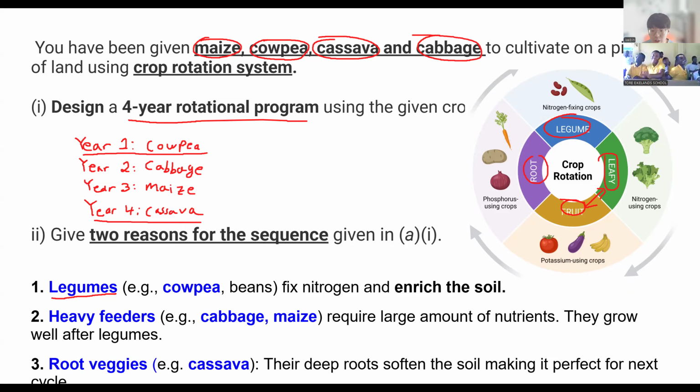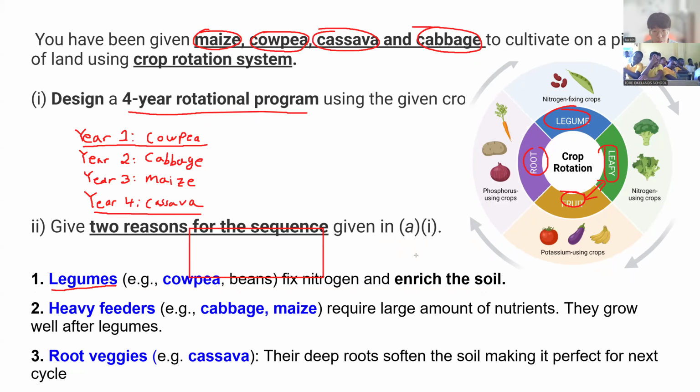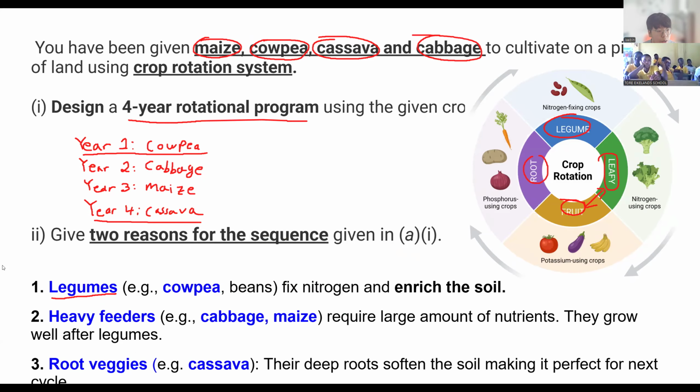Okay. So number two asks to give two reasons for the sequences given in A. So we have already looked at legumes. We put legumes number one because they fix nitrogen and enrich the soil.